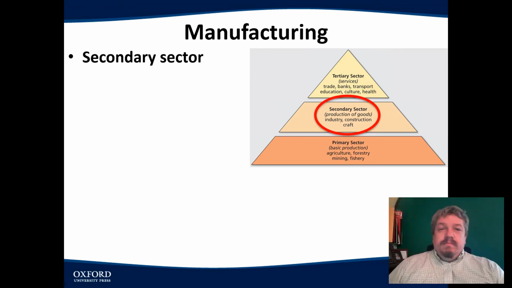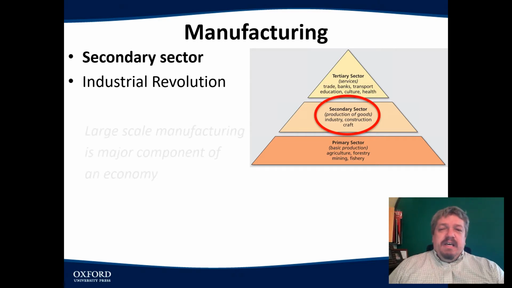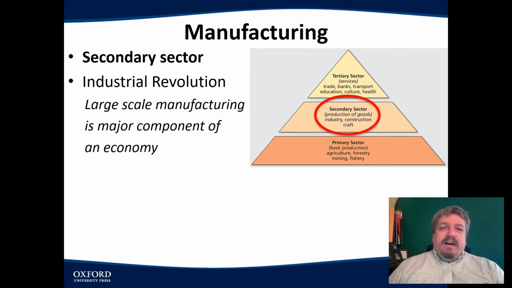Okay, welcome back. So now we're going to move up the pyramid to the secondary sector, manufacturing. And this really becomes important right about the time of the Industrial Revolution. Right about the 1700s begins. And this is where we see large-scale manufacturing becoming a big part of the economy. It isn't that we didn't have manufacturing before the 1700s, but it was done in small shops, individual homes. You didn't have huge factories.